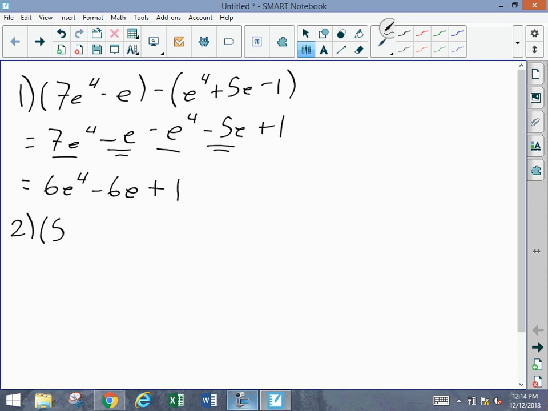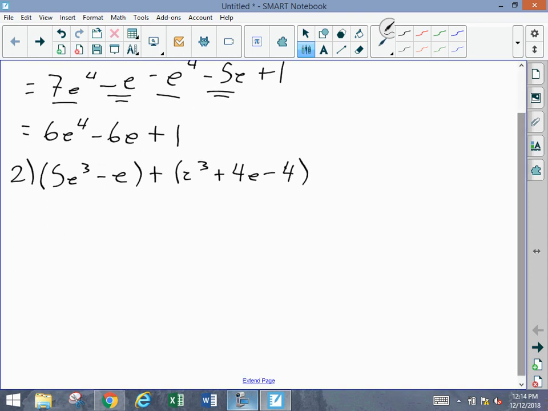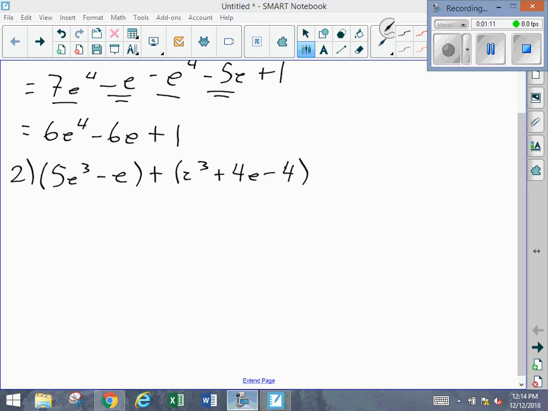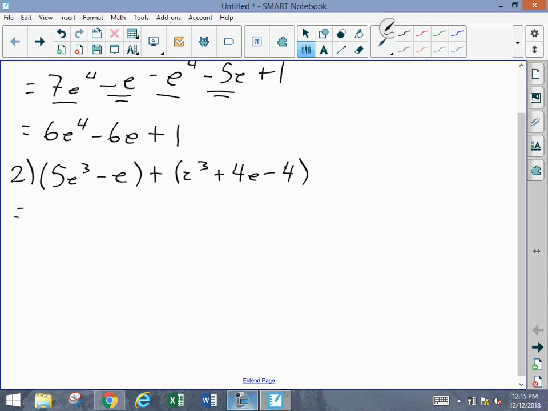For number 2, I've got 5e to the 3rd minus e plus e to the 3rd plus 4e minus 4. Okay, I've got nothing to do here except combine like terms, right? So 5e to the 3rd plus 1e to the 3rd is 6e to the 3rd. Now I'm going to combine these. I got negative e plus 4e, which is going to be positive 3e. Drop the negative 4 and call it done.